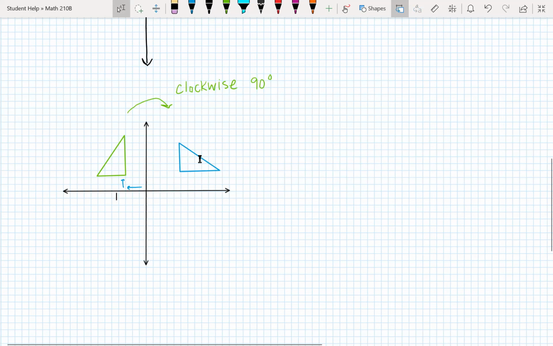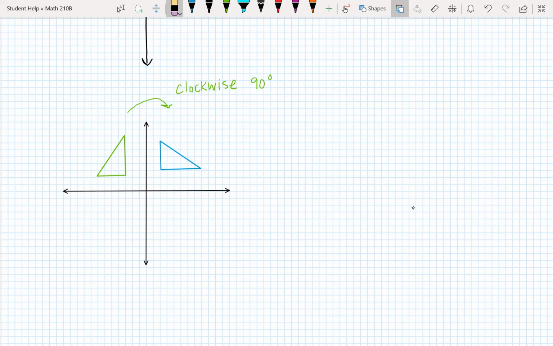We're going to have 2 units to the right and 3 units up. So it'll be like this. So notice that I went left by 3 units. Now I'm going up by 3 units. I went up by 2 units. Now I'm going right by 2 units.